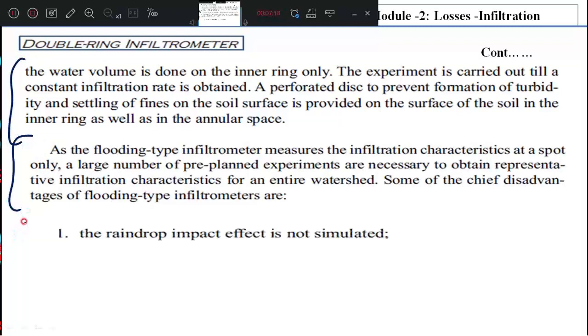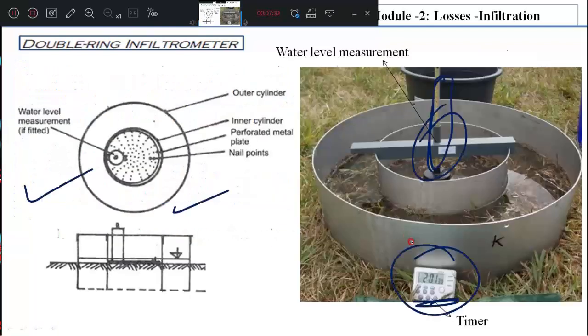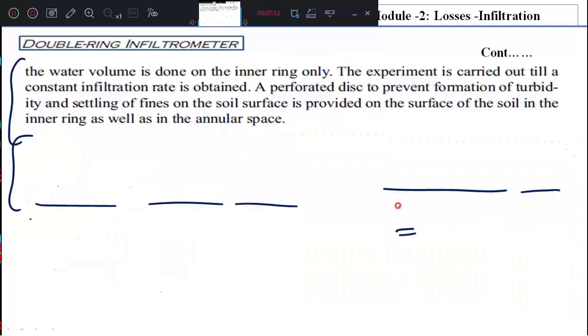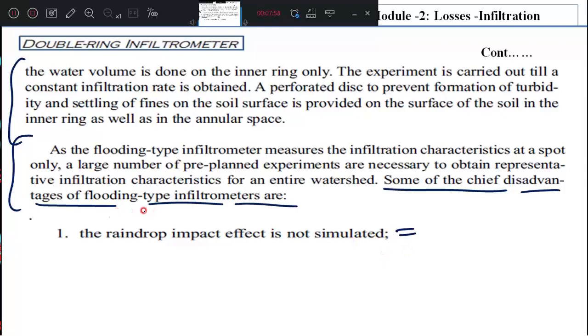Very easy, just common sense you need to use, and you can go through these points. And one more very important thing, the chief disadvantages of this flooding type infiltrometer. What are the disadvantages? That is also common sense, that rain drop impact effect is not simulated. See, you put water here and you started the watch, but if there is rainfall continuously, then what will be the effect? Rain is also happening continuously and infiltration is also taking place, both you are not assessing in this method. That is why we made it one demerit, that is the rain drop impact effect is not simulated.